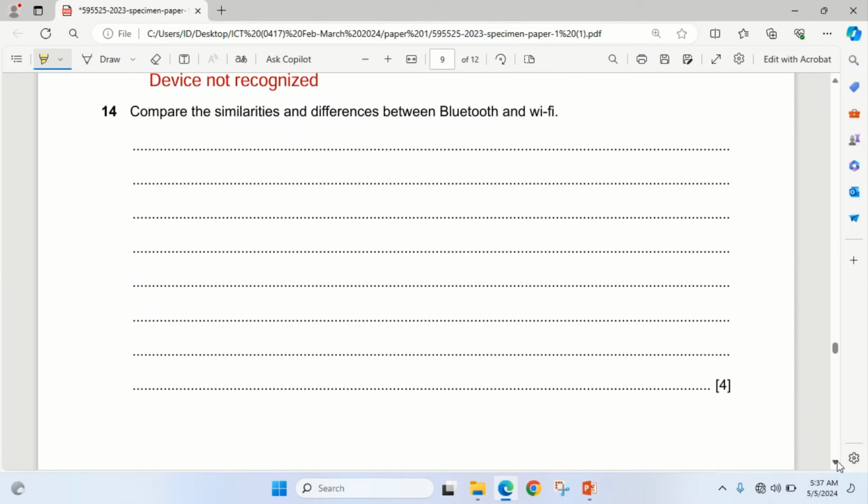So then the next one is question 14. Compare the similarities and differences between Bluetooth and Wi-Fi. Wi-Fi is wireless fidelity. So you should compare, and they have told you specifically to mention the similarities and differences, and this is a 4-mark question, so you could make it 2 similarities and 2 differences. So let me start with the similarities. You can say both use wireless communication.